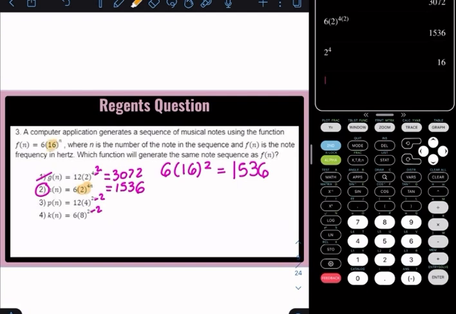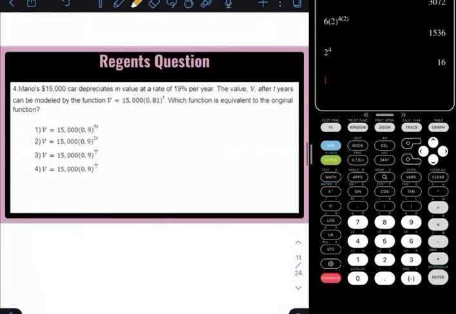All right, let's look at number 4. Number 4 is saying Mario's car depreciates in value at a rate of 19% per year. The value v after t years can be modeled by this function. Which function is equivalent to the original?